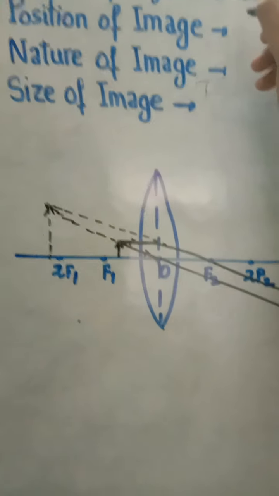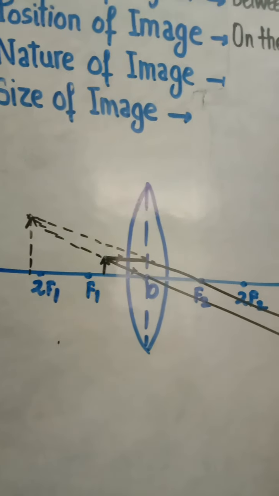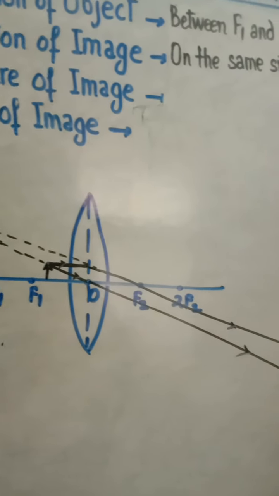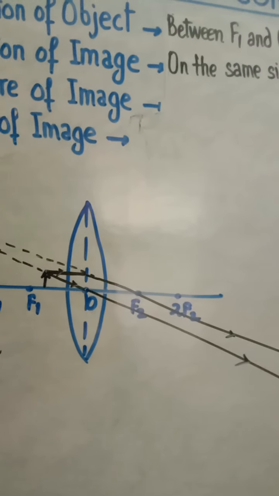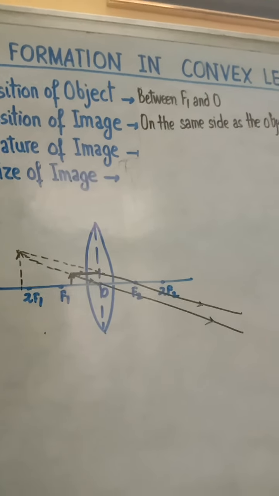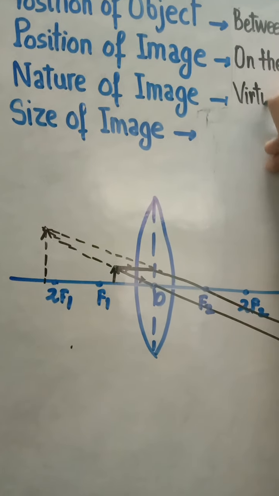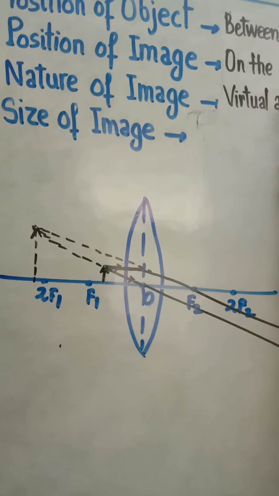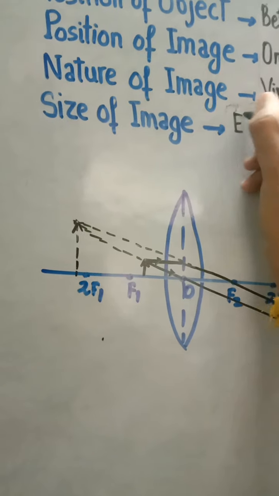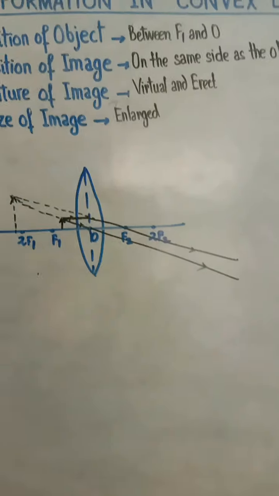So position of image: you will write on the same side as the object. Okay. And since it is formed on the same side, this is a virtual and erect image, and size, if you just see, it is an enlarged image.